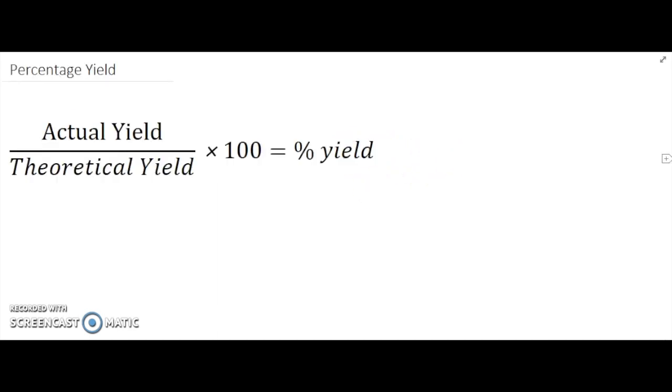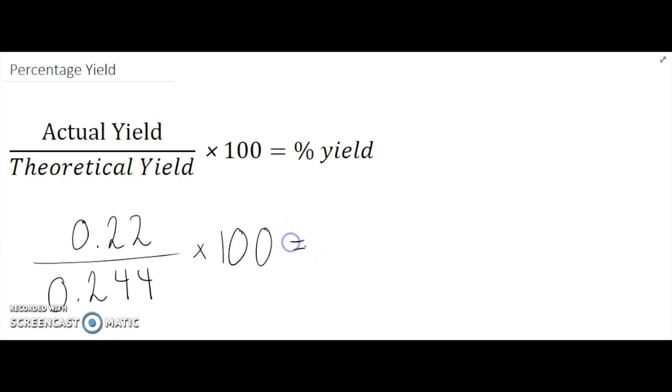We are going to calculate the percentage yield. First, we have our actual yield, which was 0.22, over our theoretical one, which is 0.244. And that is going to be multiplied by 100. And then our percentage yield is 90.2%.